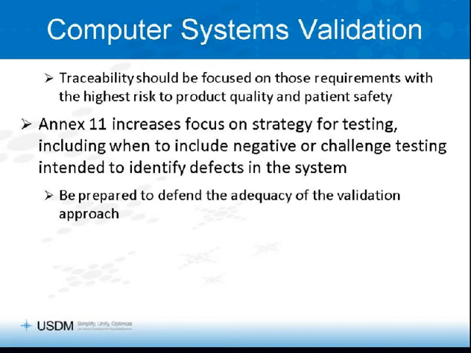Annex 11 increases the focus on strategy for testing, including when you should do negative testing, boundary testing, challenge testing in order to identify defects in the system. And you need to be prepared during an audit to defend the adequacy of your validation approach. So this goes back to the validation plan. When you're planning that approach, you need to make sure that it's justified, well documented what you did and why you did it, so that during an audit, you have that information on hand.